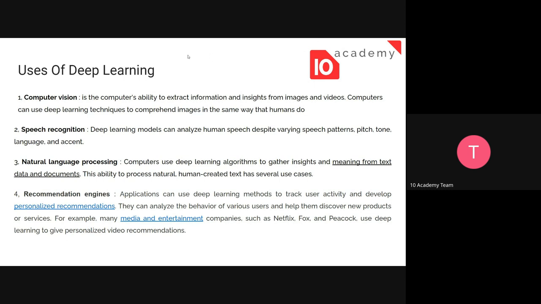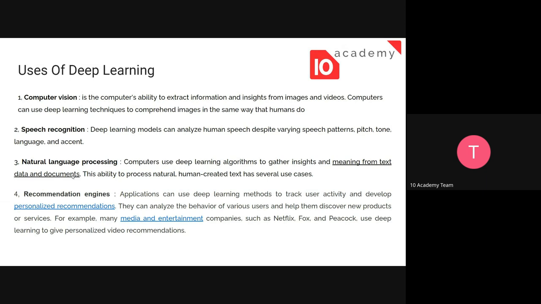So what is the use? Why do you use deep learning instead of the other simple methods of machine learning? The first one is computer vision. As you can see, computer vision, speech recognition, natural language processing, and recommendations are somehow a bigger aspect of prediction. They need careful inspection before the prediction.